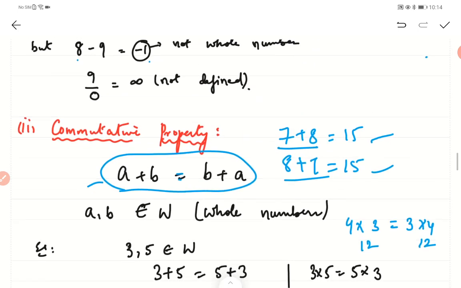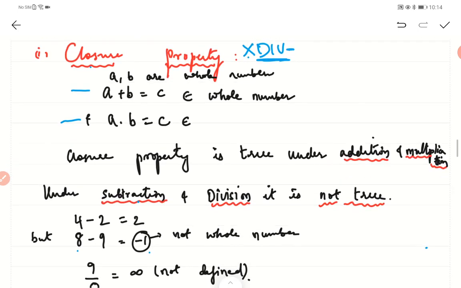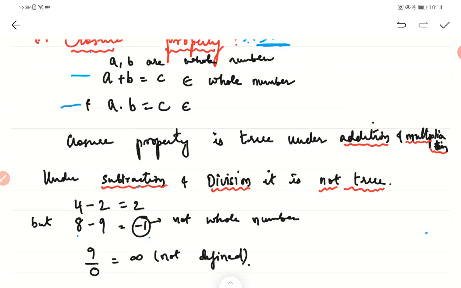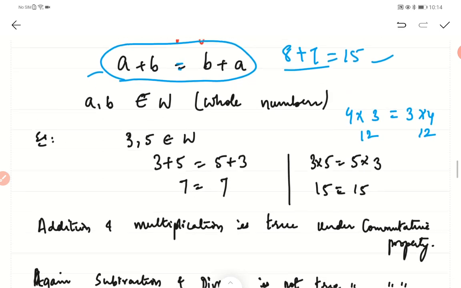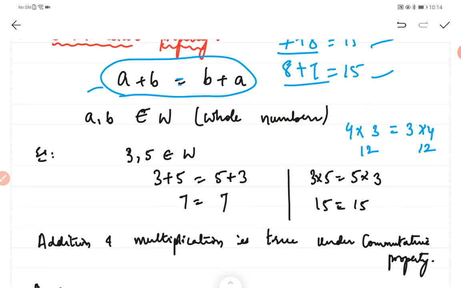So we had seen how many properties? Two properties before. Closure property. Okay, closure property is what? In a closed set of whole numbers, any two numbers, when you add or multiply, they belong to the whole numbers. That means only under addition and multiplication closure property is true. And commutative property is the same, only under addition and multiplication it is true.